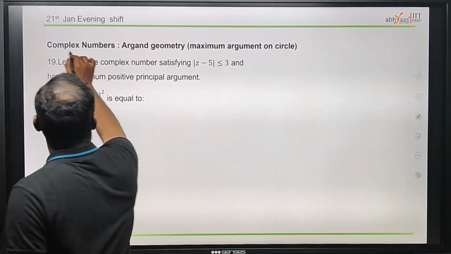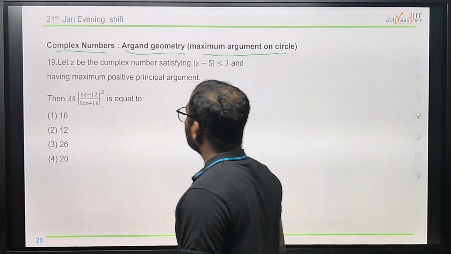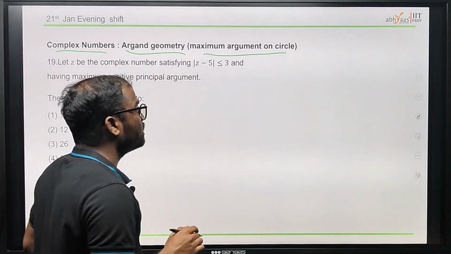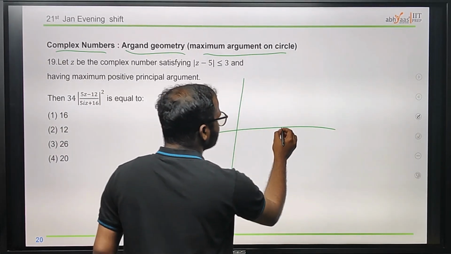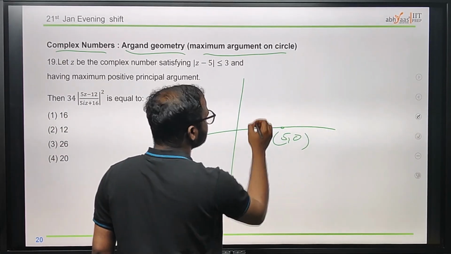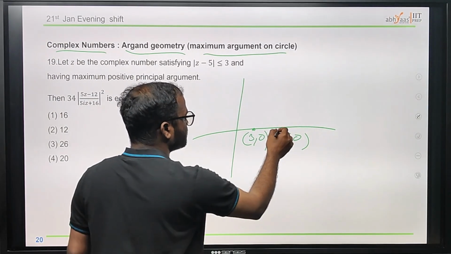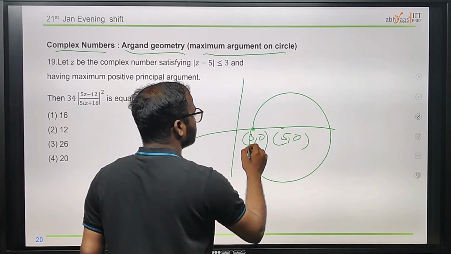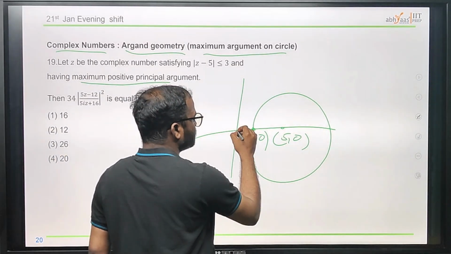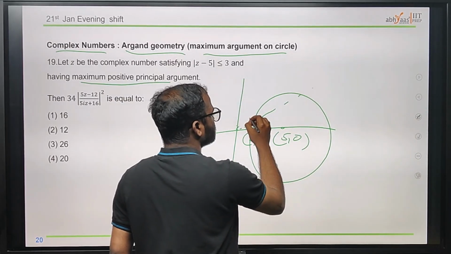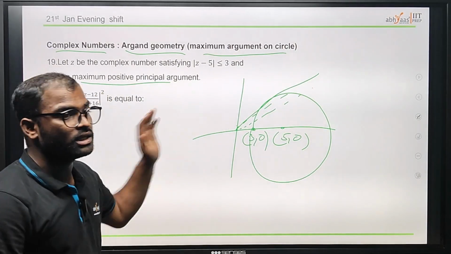We have a question on the basis of complex numbers, which is argument geometry, maximum argument on the circle. See here, in this question we just need to find the z value. If we see here, we have the circle with center as (5, 0) and radius as 3. They're saying maximum positive principal argument. If we see here, we will have this argument and this as well. The maximum will be this one, which is nothing but the tangent to the circle.